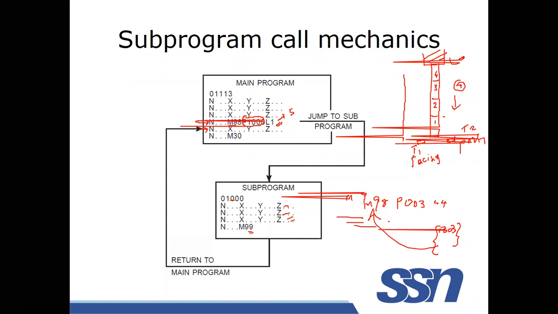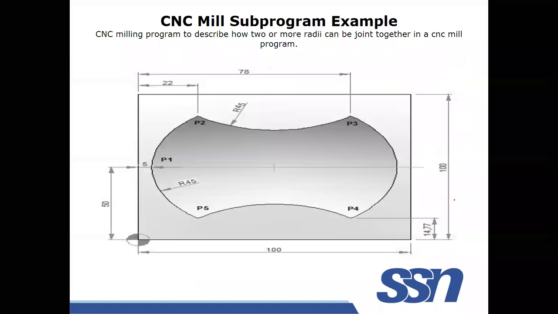So what is the advantage? Supposing I wanted to make 10 pieces, I need not make any other change. I can change this value to 10, so that I can make 10 pieces. Okay, so this is the advantage of using subprogramming. It is a simple example.